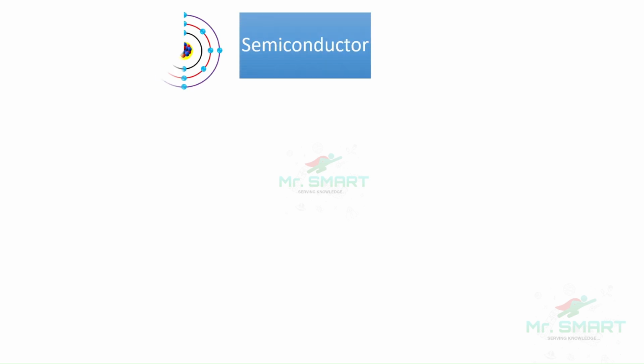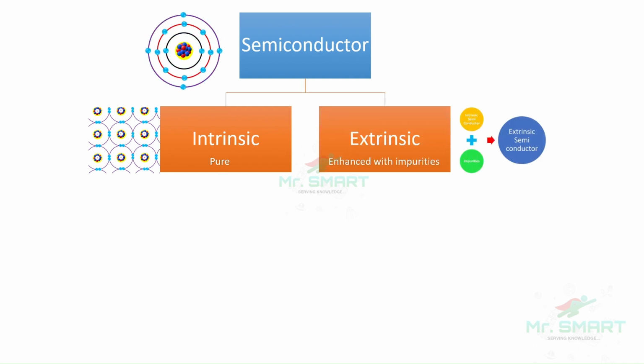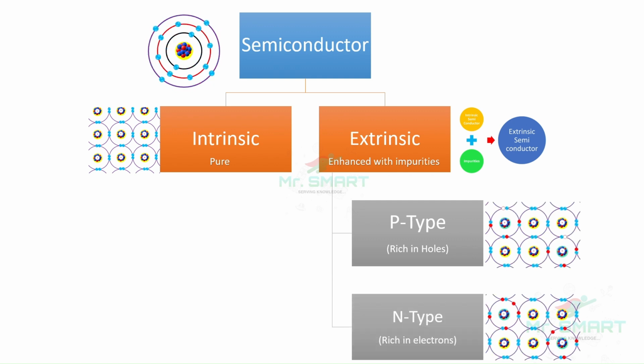A semiconductor is a material with electrical conductivity between that of a conductor and an insulator. They are the foundation of modern electronics. Semiconductors come in two main types: intrinsic, which are pure, and extrinsic, which are enhanced by adding impurities. These impurities give us two further categories: p-type and n-type semiconductors.